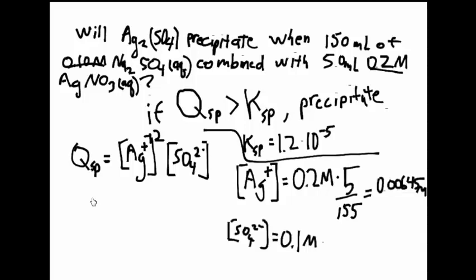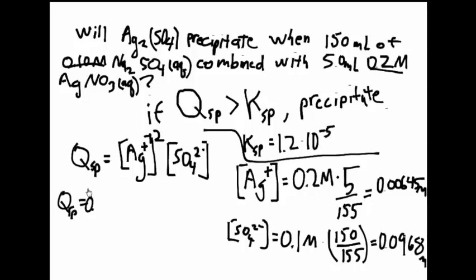And the sulfate only effectively gets diluted a little bit. We start with 150, we end up with 155. So let's plug in those numbers to our solubility quotient expression. And we're not going to forget to square the concentration of silver plus.